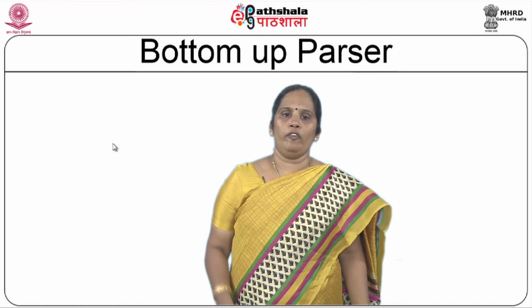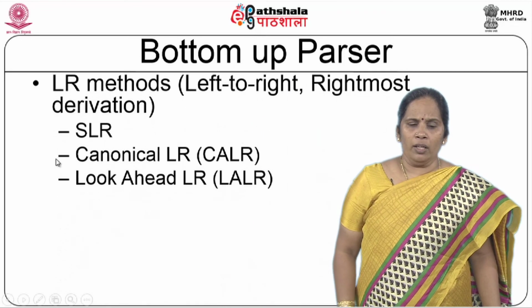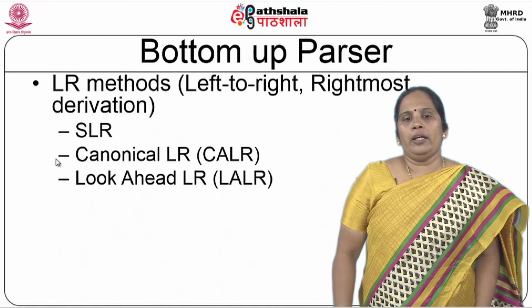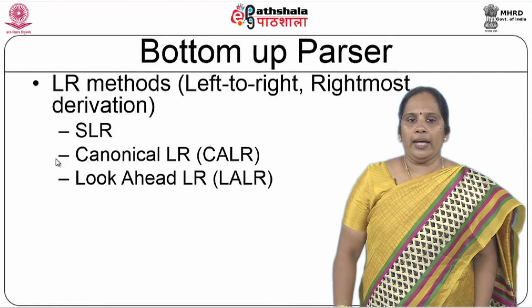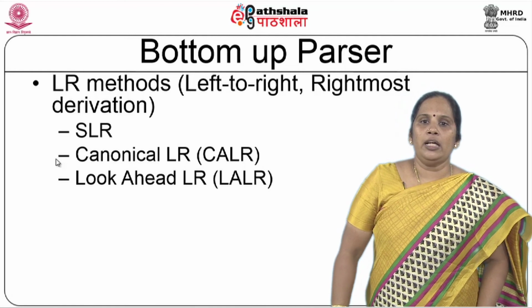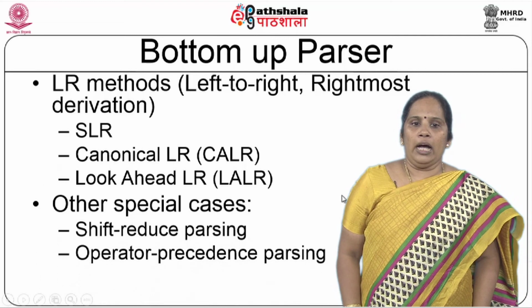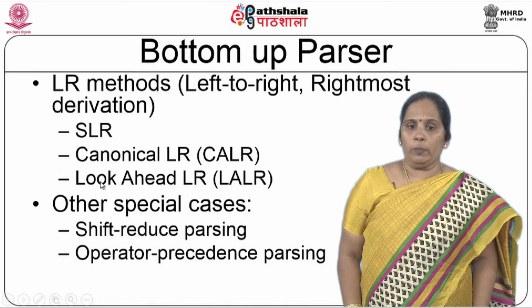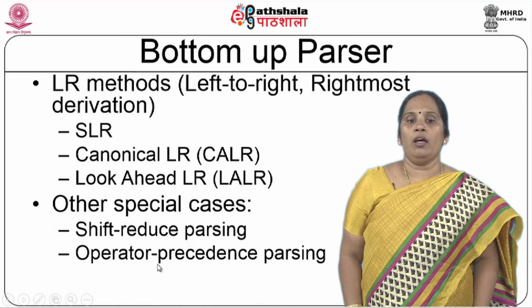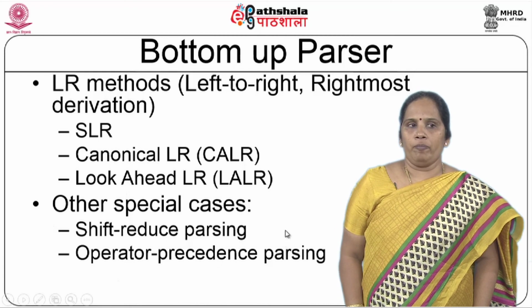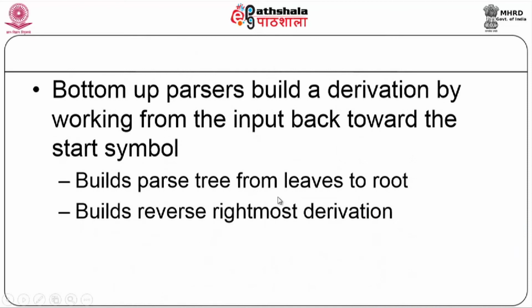Therefore we go for bottom up parsers. In bottom up parsers, typically you have LR parsers, and among LR parsers you have three variations: simple LR, canonical LR and look ahead LR. Other bottom up parsers are shift reduce parsers and operator precedence parsers. Bottom up parsers build a derivation tree by working from the input back towards the start symbol. That is, they build the reverse rightmost derivation, building parse trees from leaves to root.